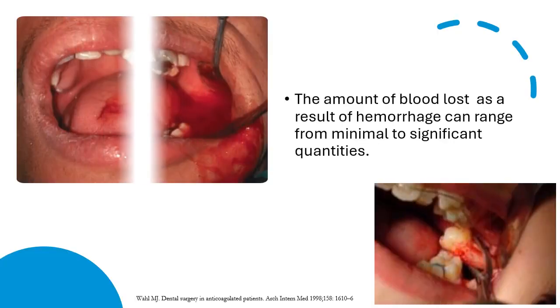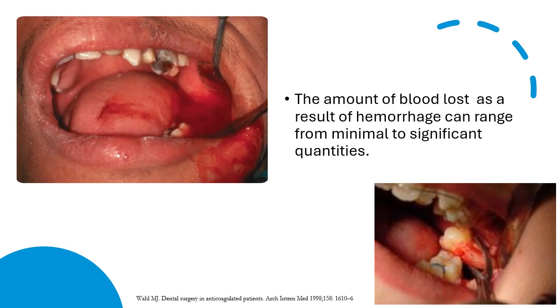The amount of blood lost as a result of hemorrhage can range from minimal to significant quantities, as you can see in the bottom right figure, wherein there is an extraction of a lower left third molar with minimal blood loss. But in a similar case with a different patient, the blood loss is excessive, wherein you can see the blood pooling into the vestibule.